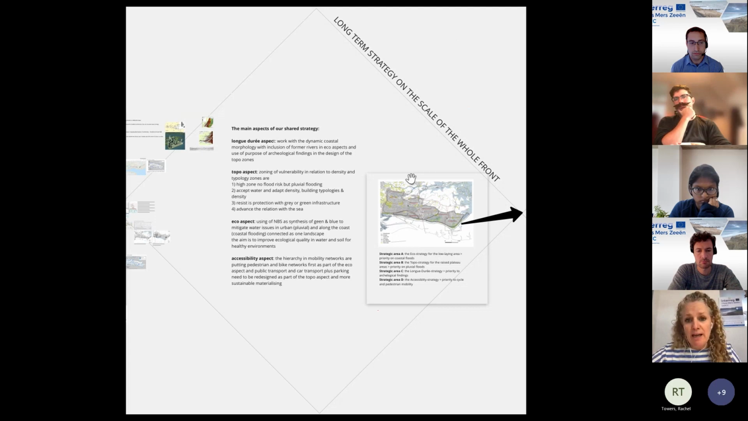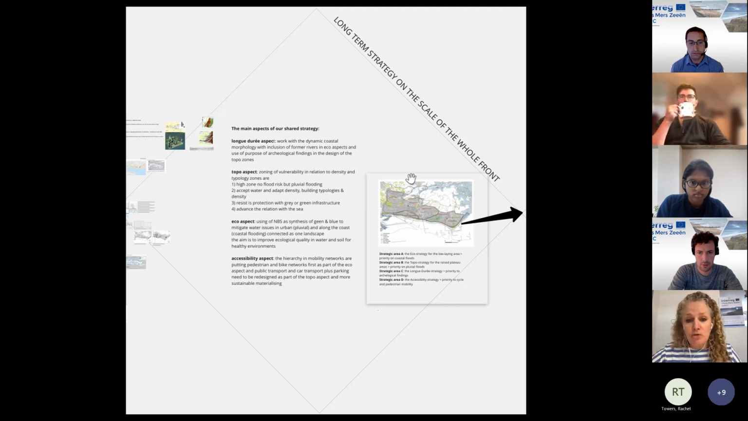So the four main aspects of the strategy that we proposed: first, the longue durée is very important. So you have to work with the coast as a dynamic system. It's been like that always, it will be like that in the future, and this is a quality. And include the archaeological history into this, into the design of the zones.